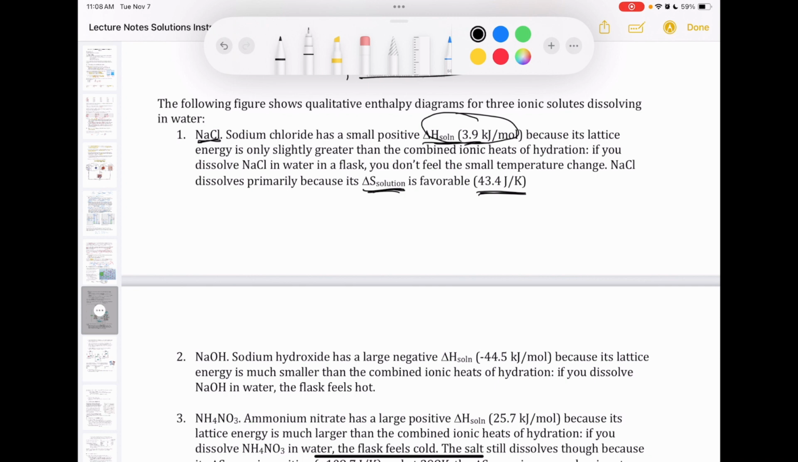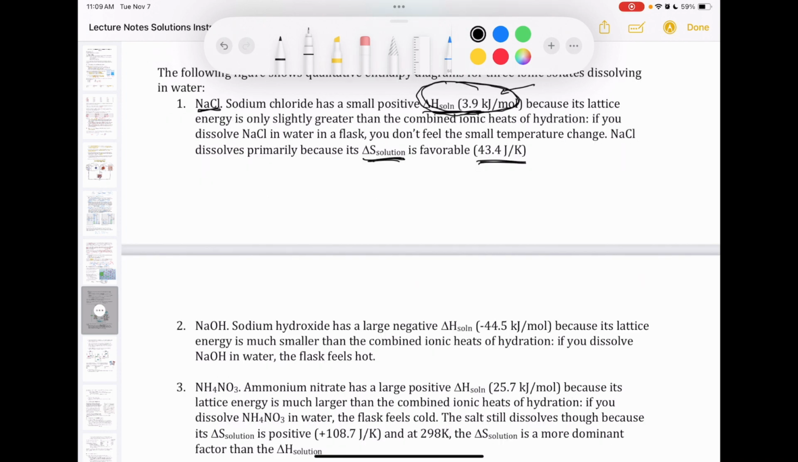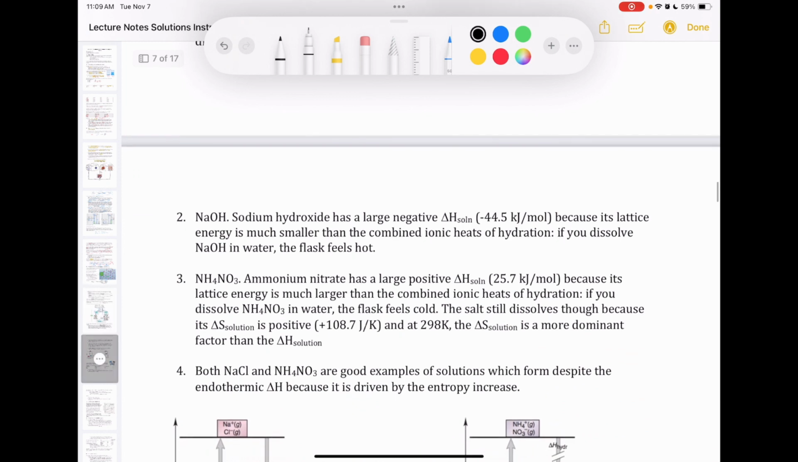But because the delta H of solution is fairly small, this is what we would consider to be fairly close to zero. So when you mix NaCl with water, as you know from experience, the solution doesn't really change much in temperature. If you mix it, you get a little cooling maybe, if you can feel it, but most of the time the feeling of that solution when you mix it versus before you mix it is just the same. The temperature doesn't really change by much. Okay, so this is the type of solution where the delta H of solution is fairly close to zero.